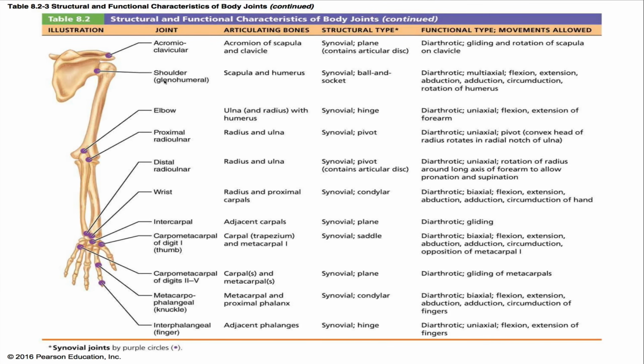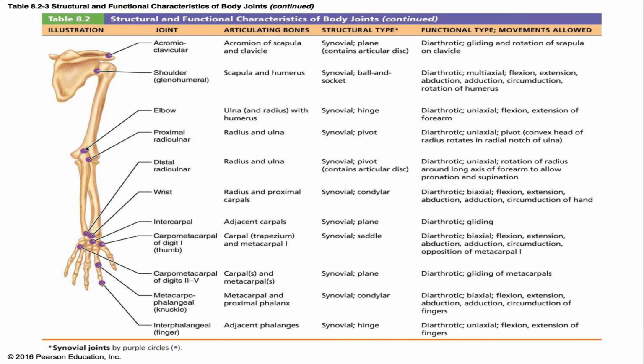When you look at the glenohumeral joint, okay, we're talking about your shoulder over here. The bones that are articulating are the scapula and the humerus, specifically the head of the humerus, and it's a synovial joint. It's a ball and socket type of synovial joint. Now it's diarthrotic, multi-axial. So again, diarthrotic, you have a lot of motion over here. You have flexion, extension, abduction, adduction, circumduction, rotation of your humerus. And don't worry about this. We're going to be talking about what all these motions are in the coming slides.